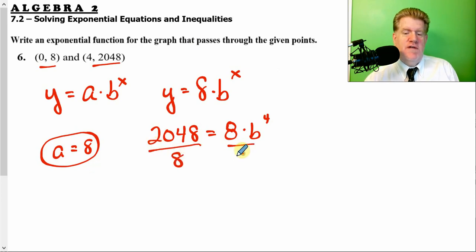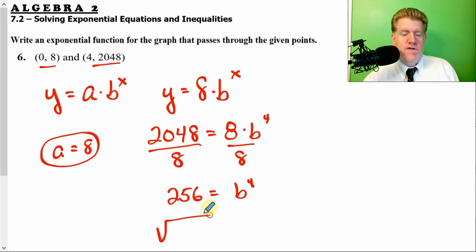Divide both sides by 8. I get 256. And you might recognize what number to the 4th power gives you 256. You may or may not, and that's okay. If you don't, just take the 4th root of 256, which turns out to be 4.